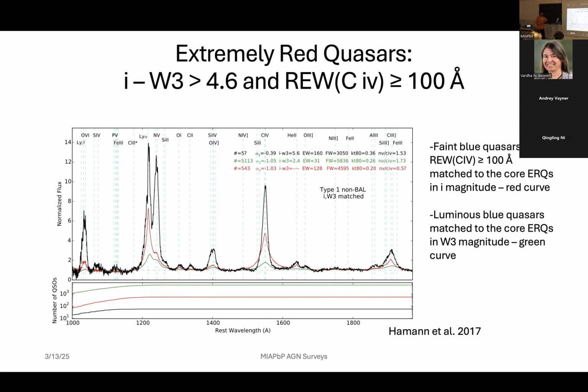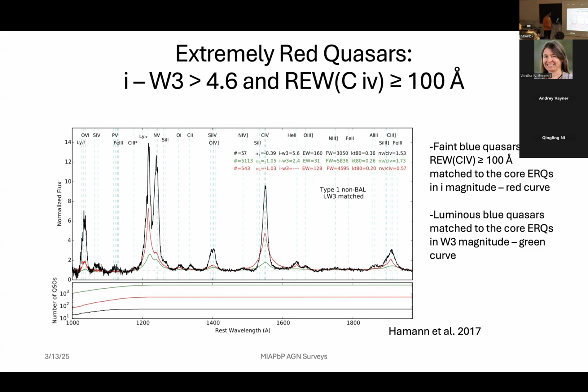For the most part, they were serendipitously detected in the Sloan Digital Sky Survey, but the agreed upon criteria to select these objects now is that their i minus W3 color is greater than 4.6. And the second criterion is that the equivalent width of the C IV line in the UV has to be greater than 100 angstroms. Once you take these criteria into account, if you look at this black curve here, this is the stacking of all the ERQs that we know about in the Sloan Digital Sky Survey. You get this spectrum that looks incredibly bizarre.